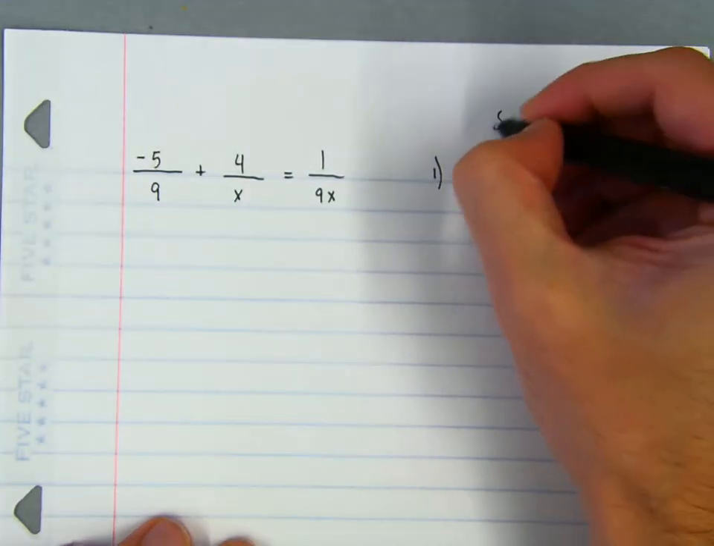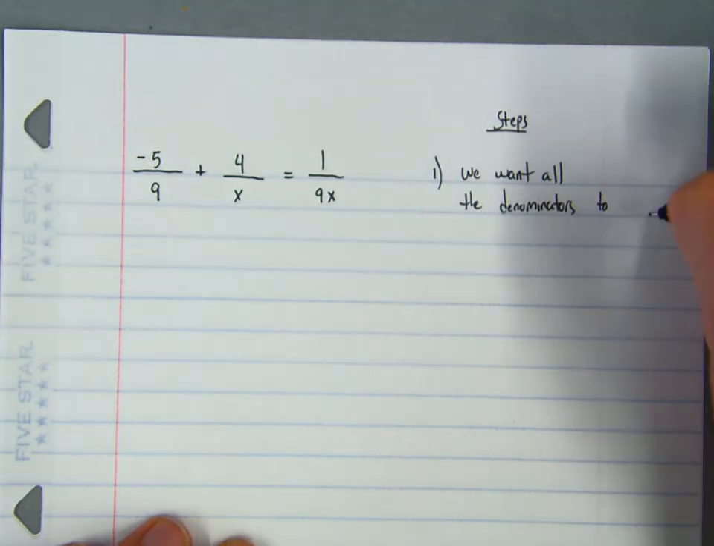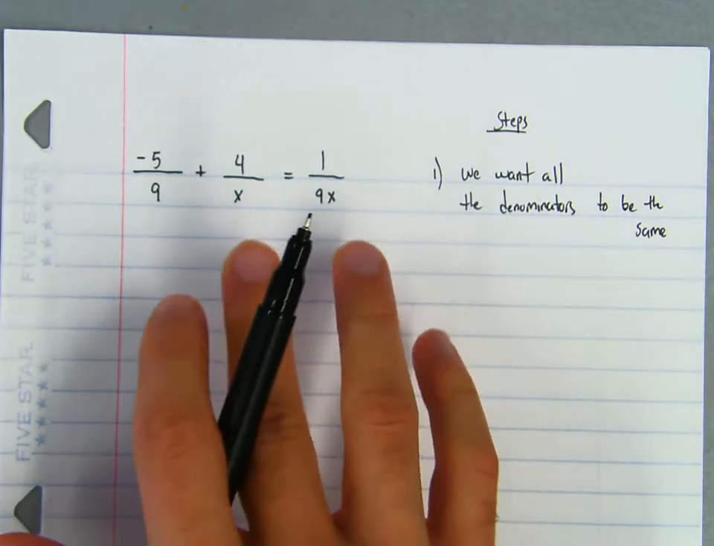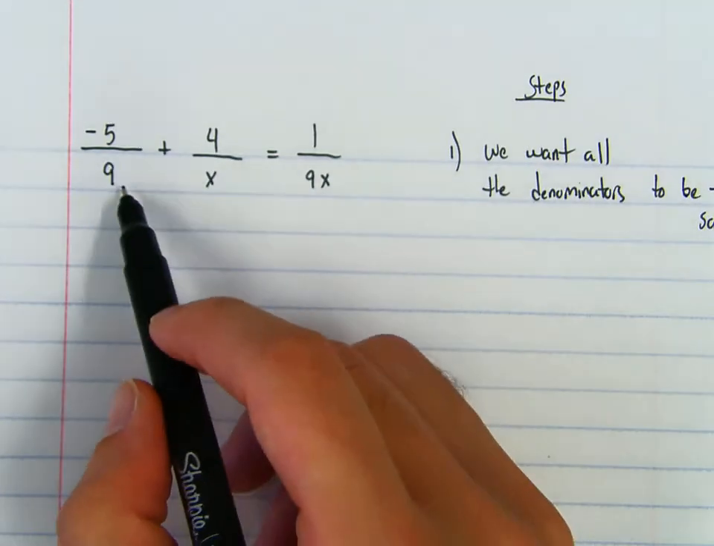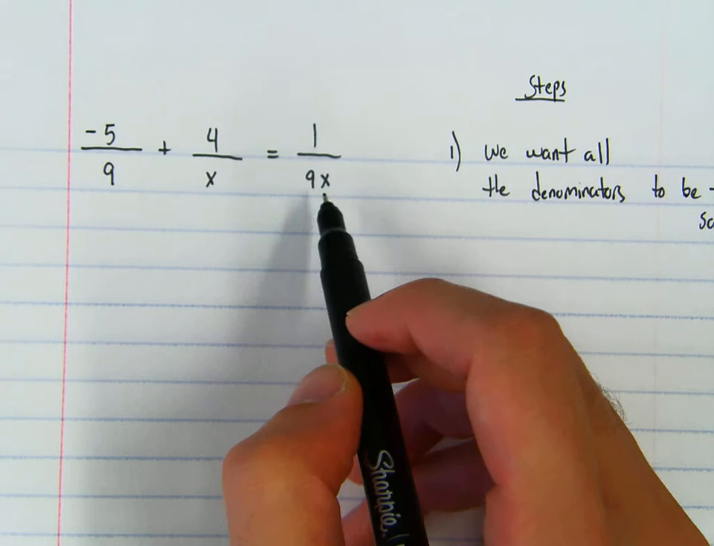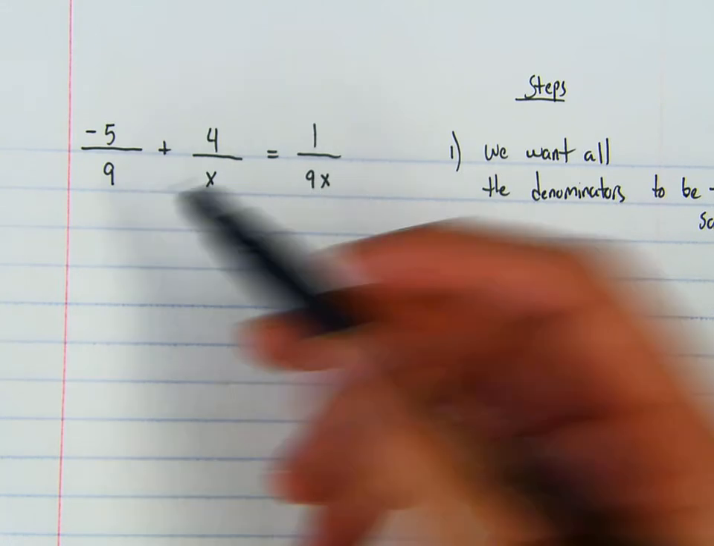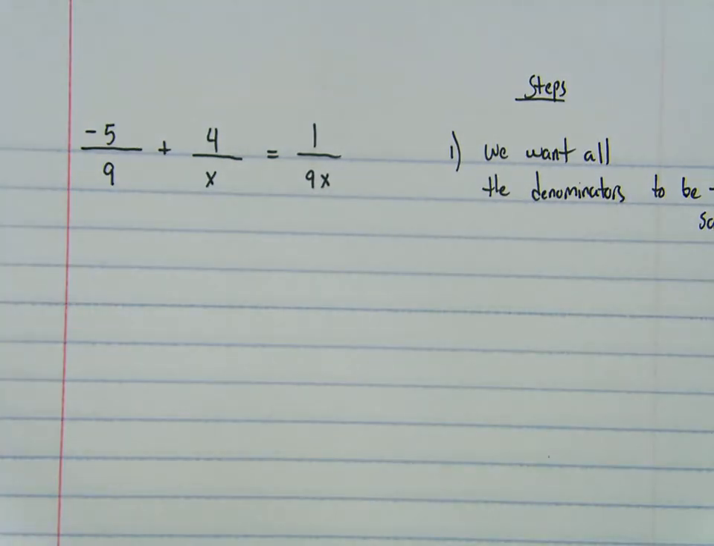This is the original question. These are the steps. We want all the denominators to be the same. Okay, so now notice, what are the denominators? We have a 9, we have an x, and we have a 9x. What can I do to make all the denominators be the same?